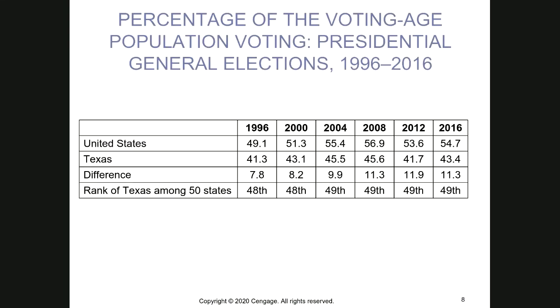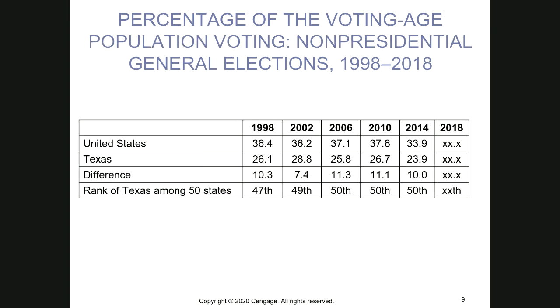This next slide here is just designed to show you where we rank, generally speaking, in terms of presidential general election turnout. So again, presidential election turnout is going to be where we see the most voter participation among the states. And in Texas, usually we're ranking around 49th. So that's second to last. That is not great. Until you compare it with our non-presidential general elections, where for the last several years, we've been ranking dead last.